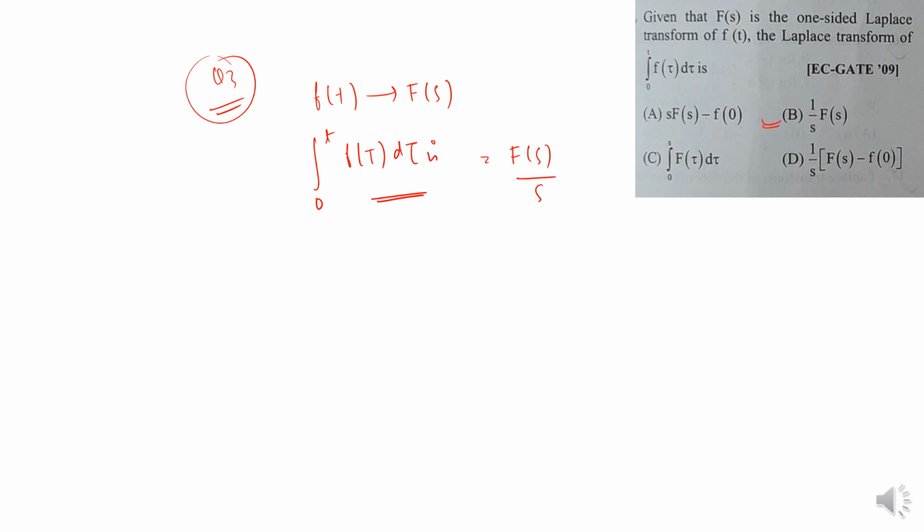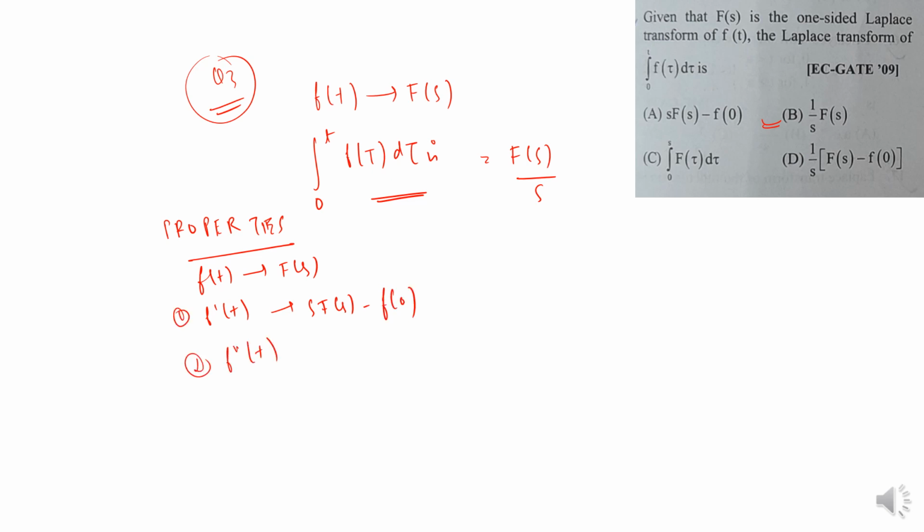I think we'll just go through some properties as a revision. For f(t) goes to F(s), then f dash of t, the Laplace transform is what? s into F(s) minus f(0). This is first. For f double dash of t, s square into F(s) minus s into f(0) minus f dash of 0.